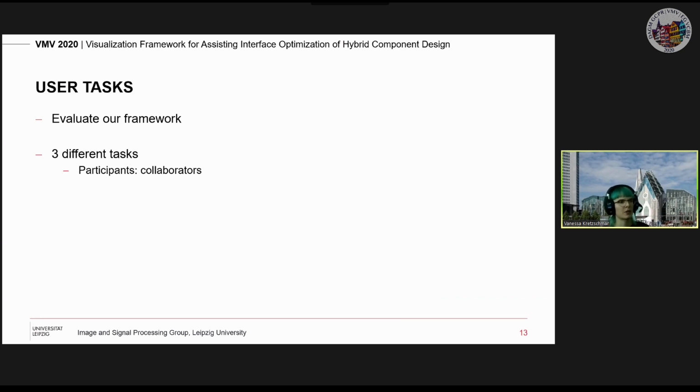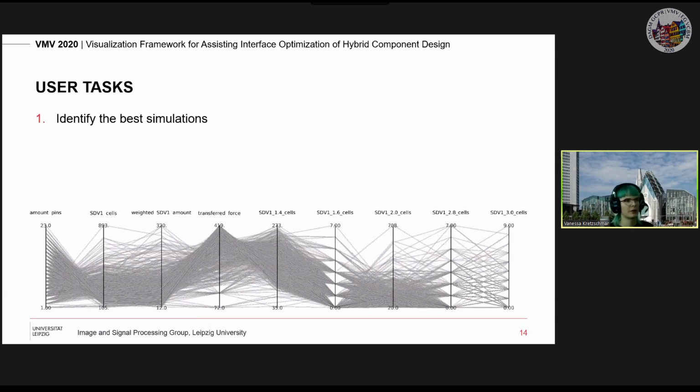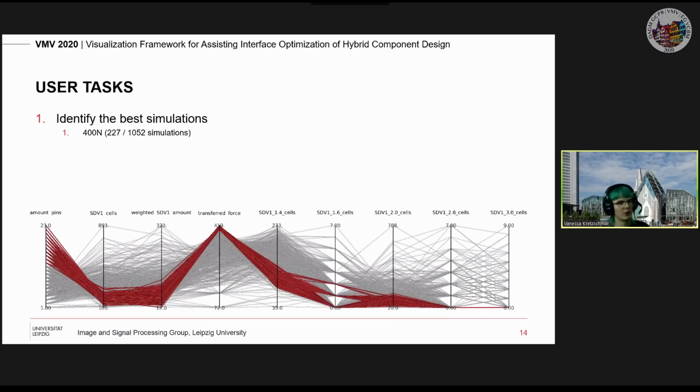And we took also special care for their comments and their feedback. And since time is limited here, I will only talk about our first task. And this task was about identifying the best simulation based on transferred forces and damage state. Therefore, they first observed the parallel coordinates plots and then highlighted all simulations with a transferred force of 400 Newton or higher, selecting 227 simulations. Then another refinement was made to increase the threshold to 410 Newton, which then only selects 60 simulations.